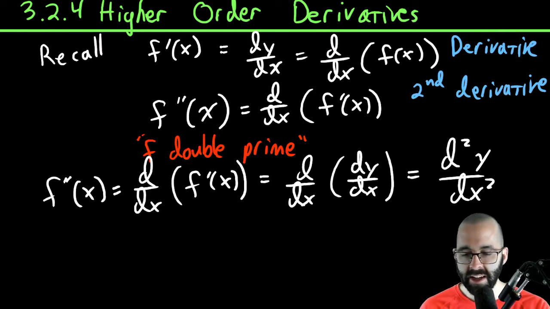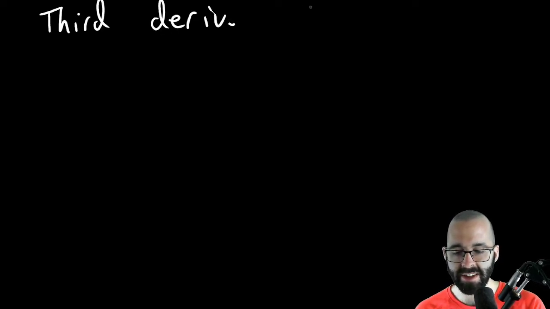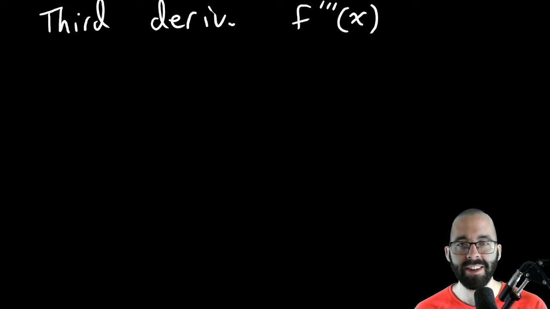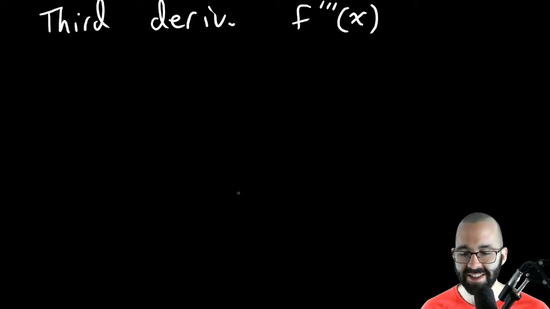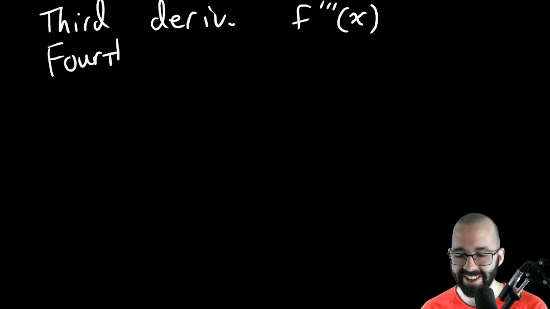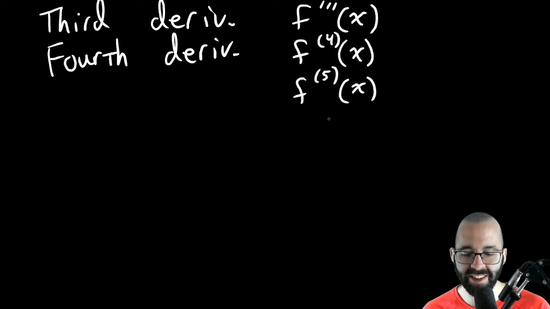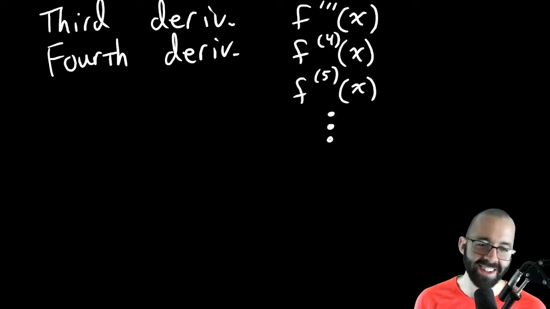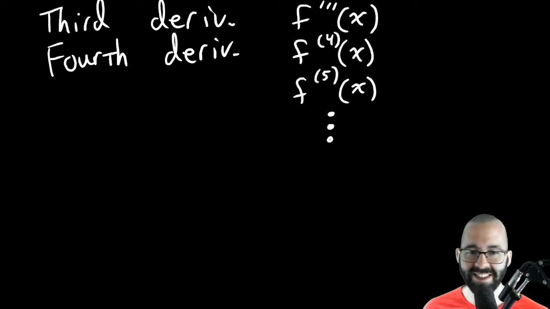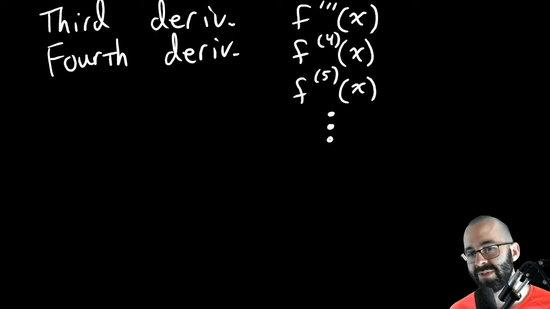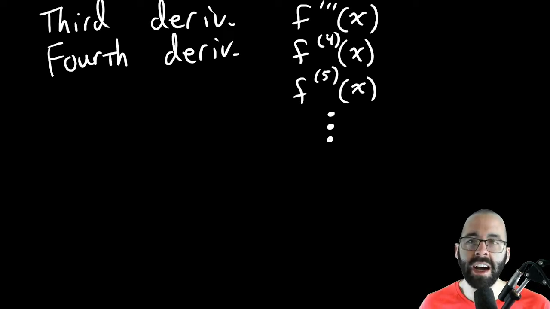And again, there are more derivatives. There's a third derivative. That's going to be f triple prime, f prime prime prime of x. There's a fourth derivative. But we stop adding primes. Once you get to the fourth, you just put it in parentheses. The parentheses implies that it's not an exponent. And then there's the fifth derivative, the sixth. There's as many derivatives as you want. Sometimes they don't always exist, but for polynomials, they do. That's another thing. So that's what we're talking about in this video, higher order derivatives.